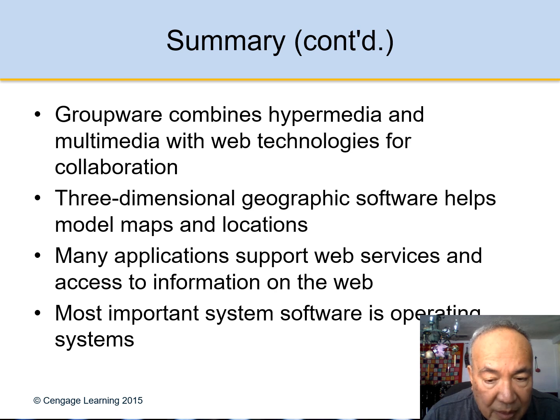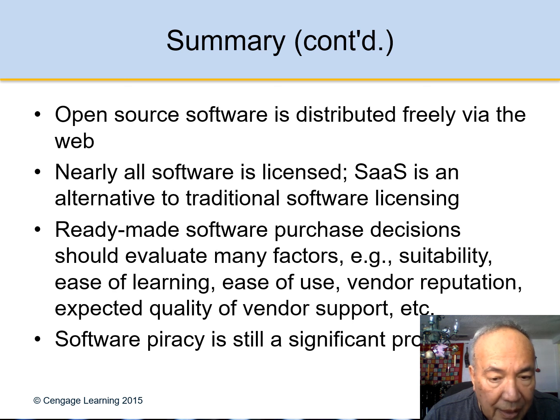Most important software is the operating system. We have three kinds: Windows, Linux, and the one for Apple. And then we have open source software that is available on the internet. All software is licensed, with alternatives to traditional software licensing, and then we have ready-made software, and the problem of software piracy is still all over the world.